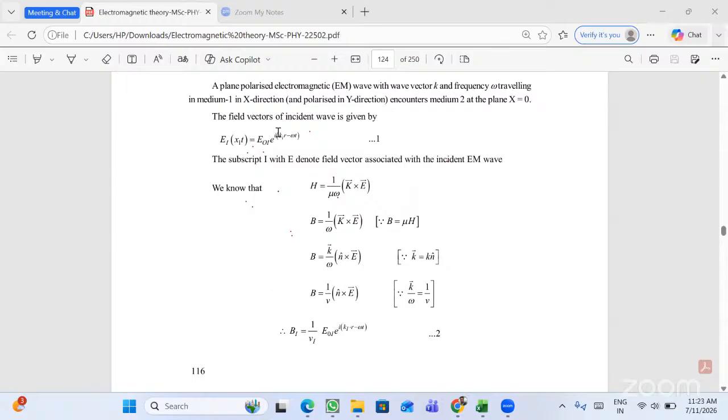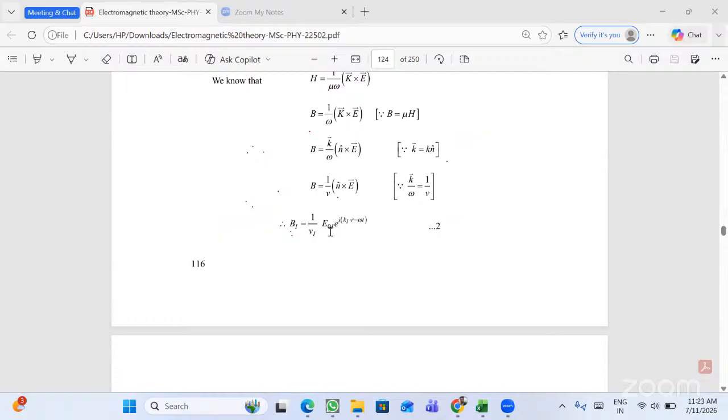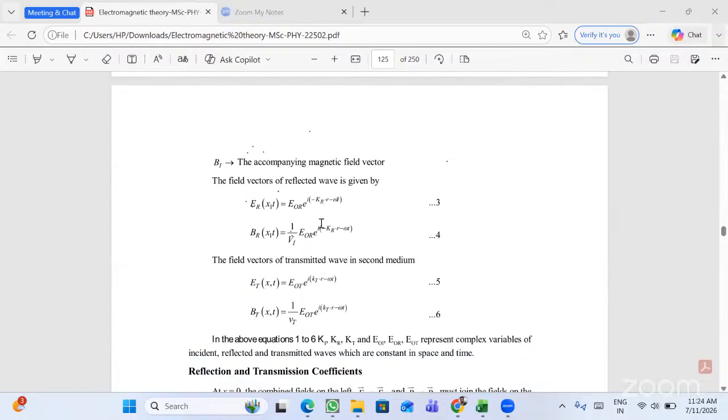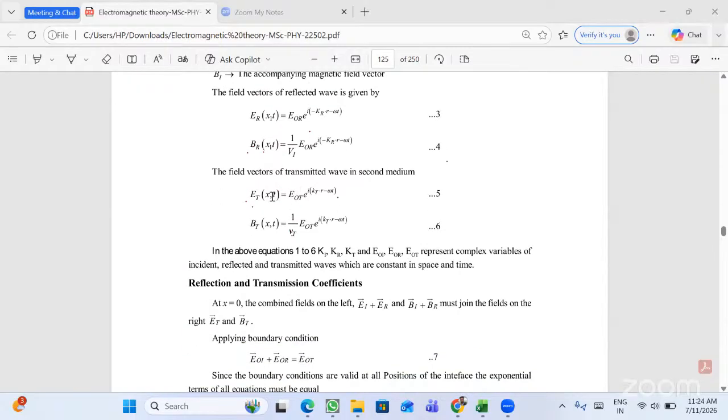So we have written E_I is equal to E_0I exponential of i(K_I·r − ωt), because it is an incident wave, so we have written K_I. Generally K will be there. I is nothing but the subscript, which denotes the incident wave. B we can write in this manner. And similarly, for the reflected wave, we can write E_R is equal to E_0R exponential of this value, and B_R is equal to this value. And for the transmitted wave, we can write the E value and B value with this.